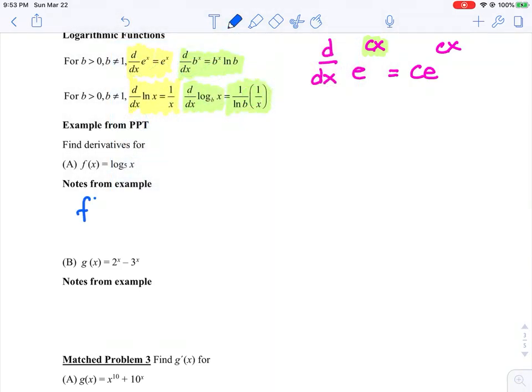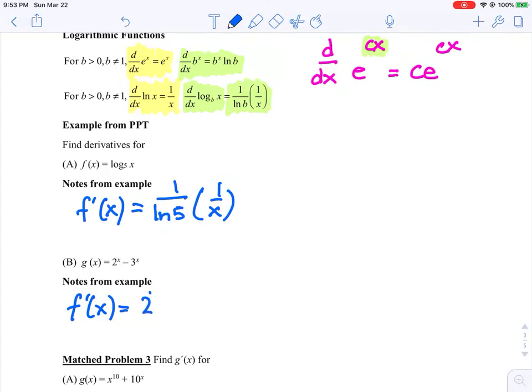So find the derivative of log base 5 of x. It's going to be 1 over the natural log of that base times 1 over x. Find the derivative of 2 to the x. It's going to be 2 to the x, natural log of 2. Derivative of 3 to the x is going to be 3 to the x natural log of 3.